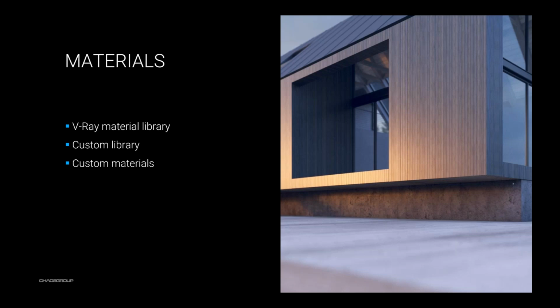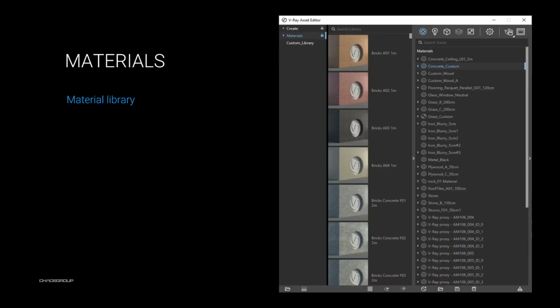Also, for custom materials, I'm using custom library, just like with the proxy at the beginning. And I have some custom materials in the scene. So let's start. First is the material library.